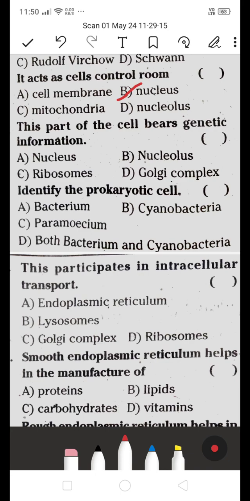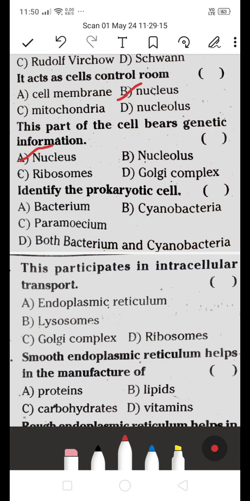Is it A, nucleus, or B, nucleolus, or C, ribosomes, or D, Golgi complex? Which is the right answer? The answer is: this part of the cell bears genetic information. The answer is A, nucleus. This is the right answer.